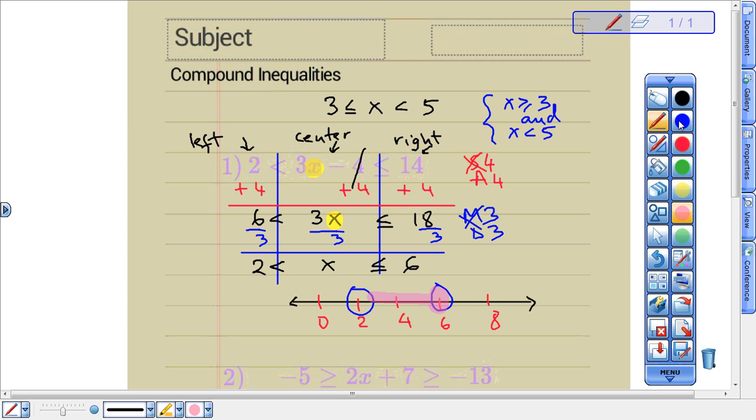If I want to use an interval notation to represent the same answer, we're going to use round parentheses 2 and 6 bracket. And that's because we have the equal sign under 6. So this is the first example.